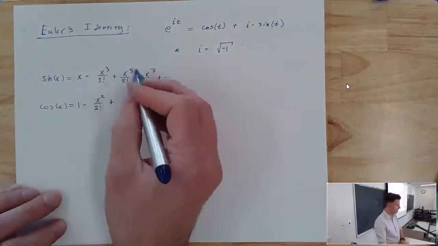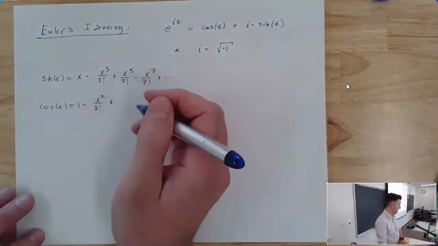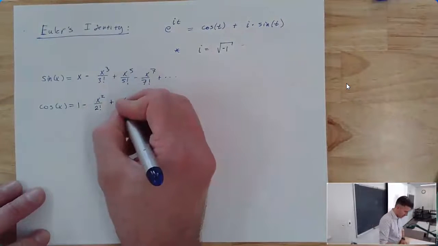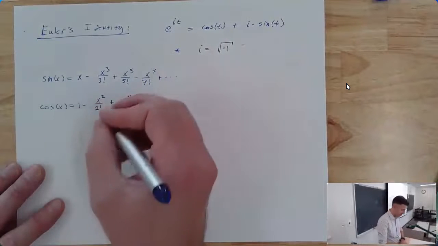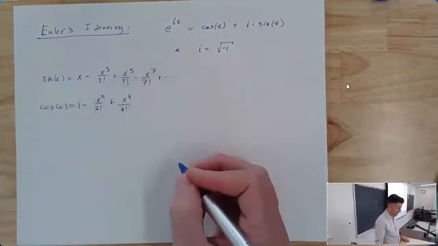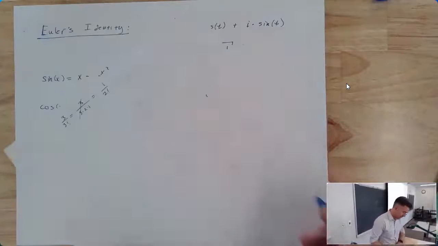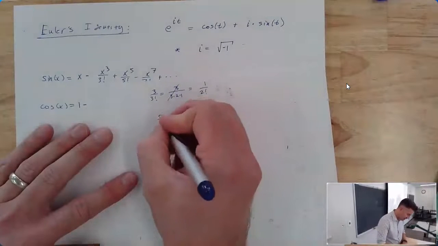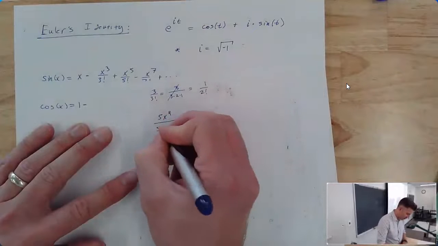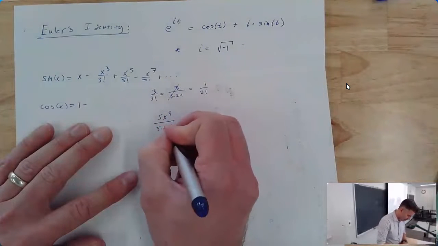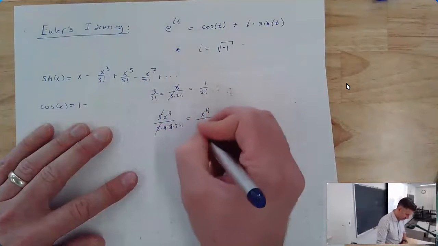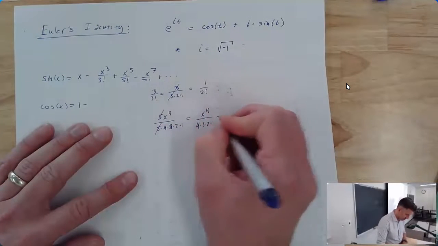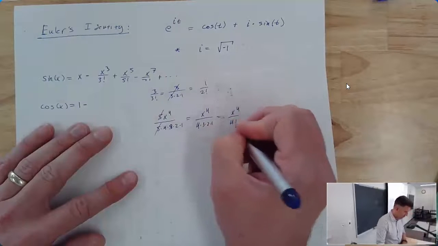What do you all think this next term is going to be? If I take the derivative of x to the fifth, I get 5x to the fourth, and the 5 is going to cancel. I would have 5x to the fourth over 5 factorial, which is 5 times 4 times 3 times 2 times 1, but then the 5's cancel, and you're left with x to the fourth over 4 times 3 times 2 times 1, which is just x to the fourth over 4 factorial.